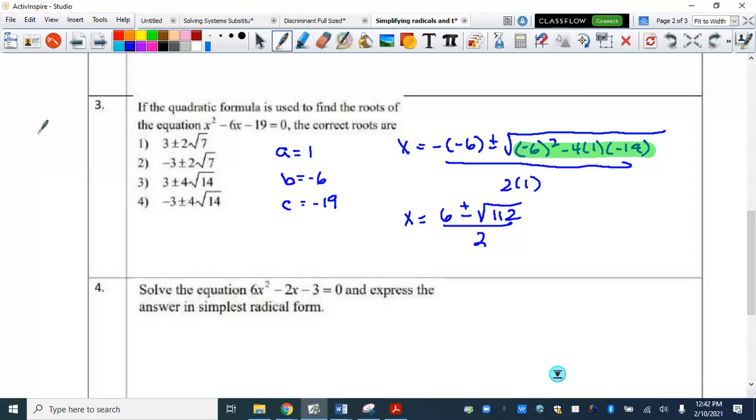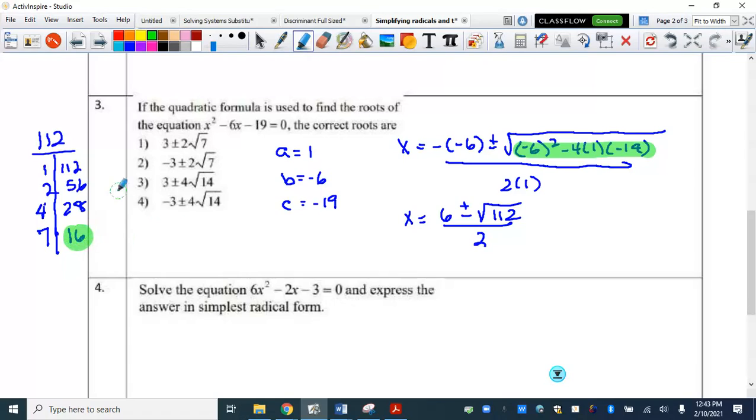First, I need the factors of 112. Does 3 go in? No. Does 4 go in? Then I can try 5. That definitely doesn't go in. What happens if I try dividing by 6? Nope. 112 divided by 7. Yep. So 7 and 16. And there's my first perfect square.